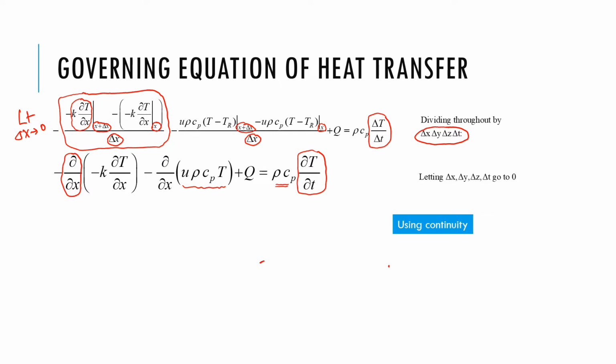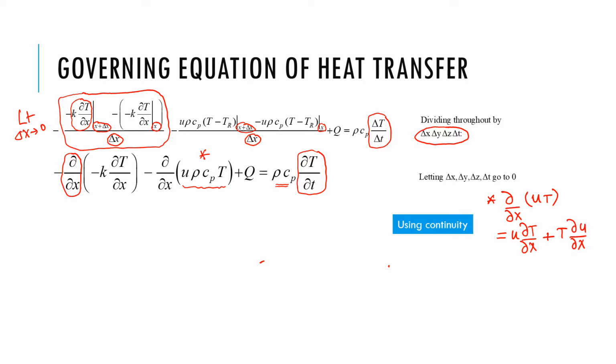And now we have to use continuity. What is continuity? Notice this term here. Suppose we consider rho Cp to be constant, then the term looks like this: del del x of uT. That is equal to u del T del x plus T del u del x.